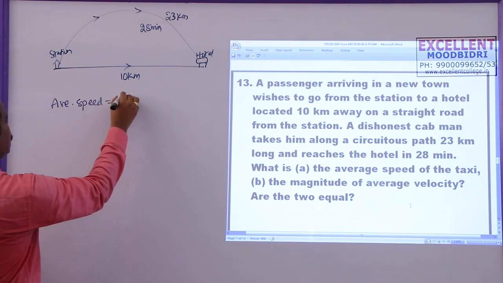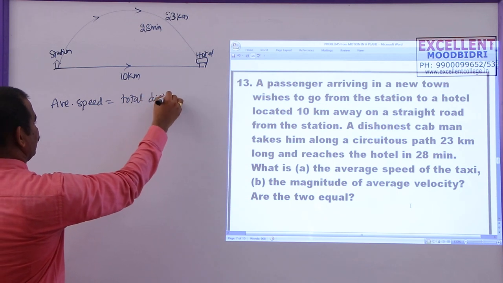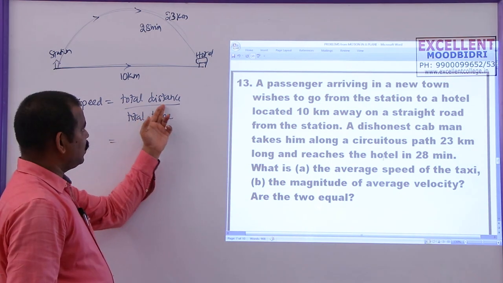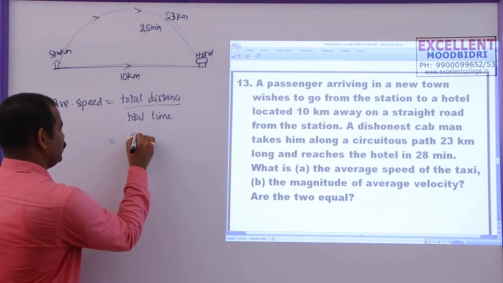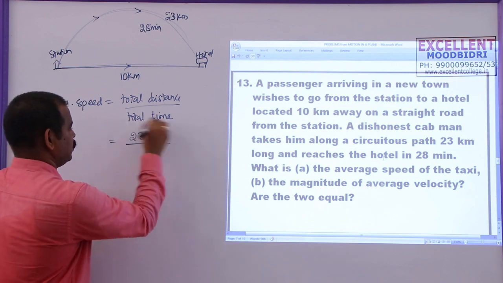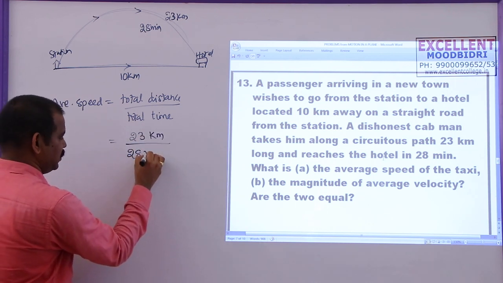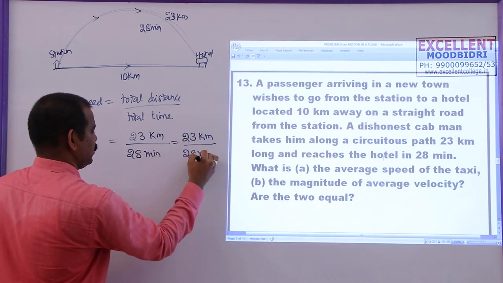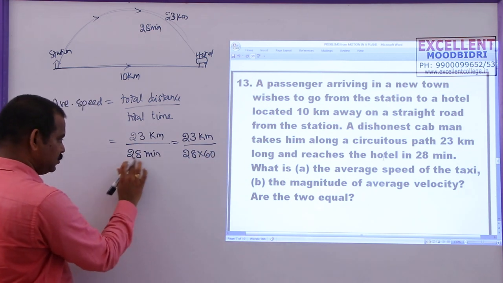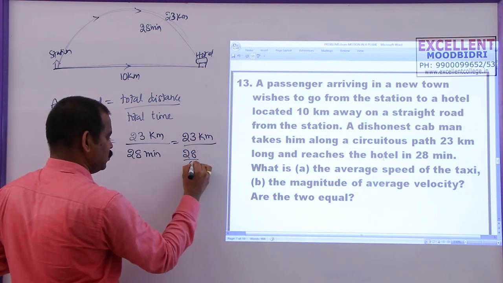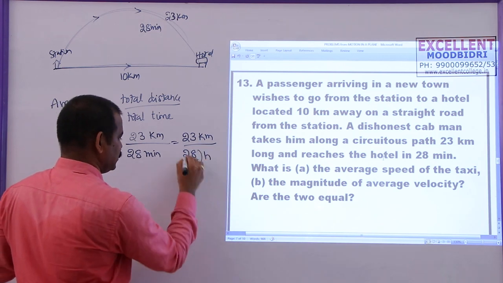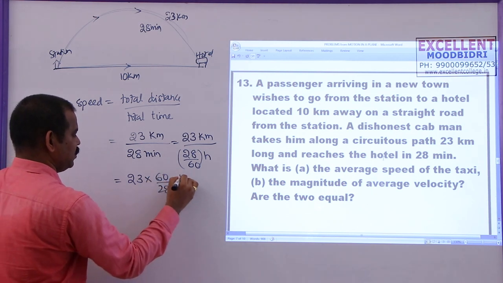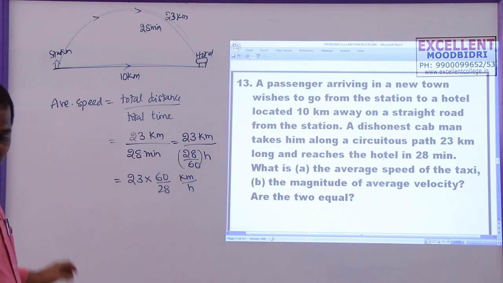So average speed in this case is total distance traveled by total time taken. Total distance traveled by this person is 23 kilometers. Total time taken is 28 minutes. So we can write this as 23 kilometers by 28 minutes. I want to convert this into hours, so this will be 28 by 60 hours. So we can write 23 into 60 by 28 kilometer per hour.